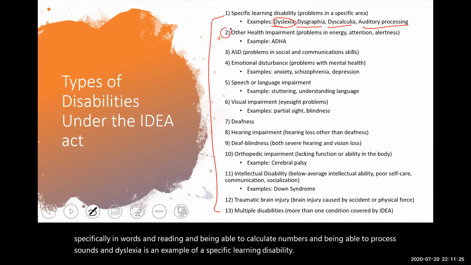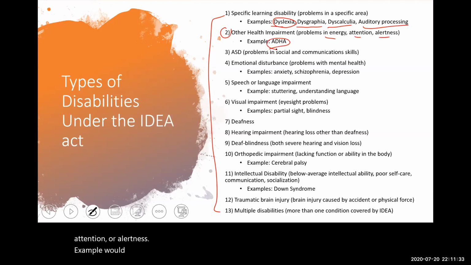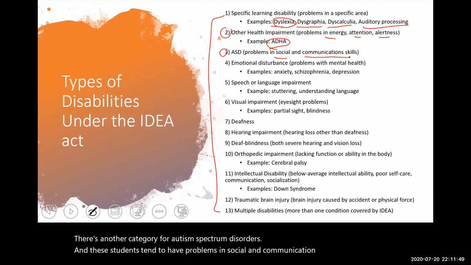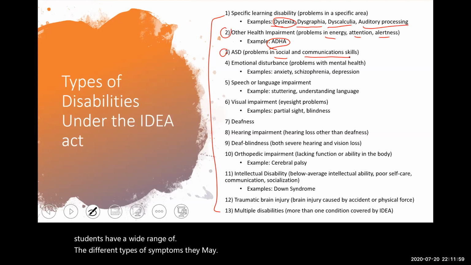There is other health impairment. So these are students that have problems with energy, attention, or alertness. Example would be ADHD. There's another category for autism spectrum disorders. And these students tend to have problems in social and communication skills, although autism students have a wide range of the different types of symptoms they may be feeling or going through.